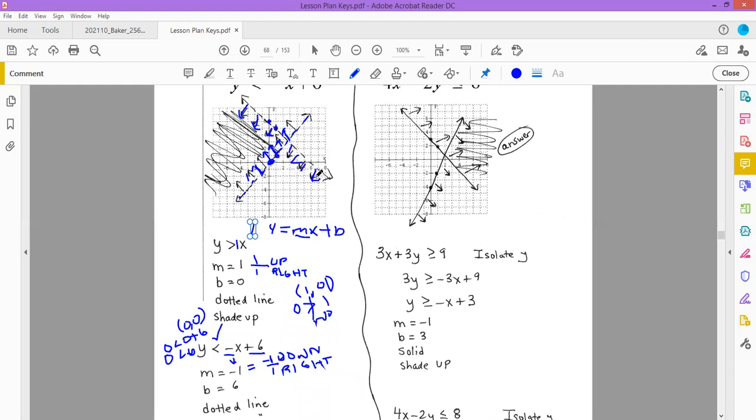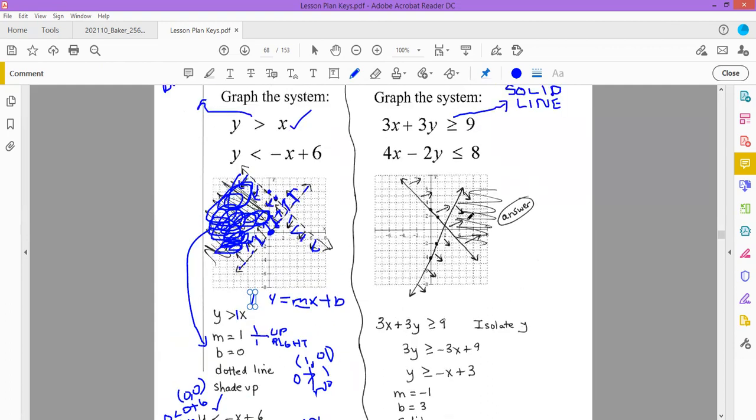Now notice the section that's shaded twice when we graph both lines. It's over here on the left side. That's the solution to our system of inequalities.